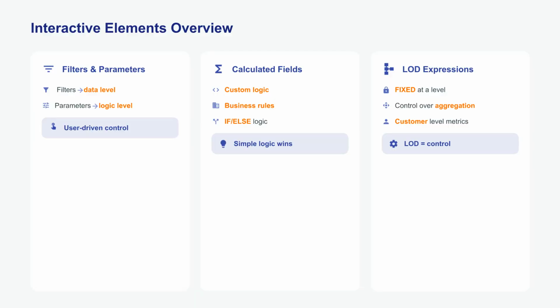Filters work at the data level, while parameters affect the logic level, offering user-driven control. Calculated fields allow custom logic and business rules. LOD expressions provide control over aggregation, meaning LOD equals control.